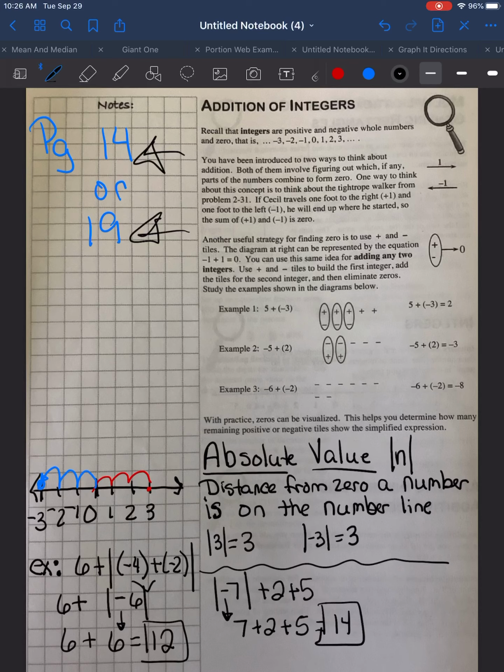Right? So the difference between those two problems: when I only had one number in the absolute value lines, I solved that first. The first example, I had an expression inside those absolute value lines, right? -4 plus -2. So I solved that first. Then once I have one number inside the absolute value lines, I can take the absolute value of that number, which is going to be positive, and then finish the problem. Okay, that is absolute value. Make sure you have it all written down.